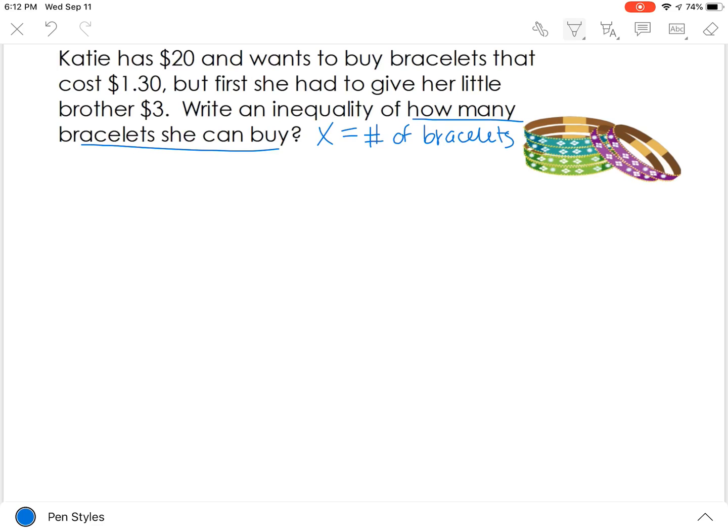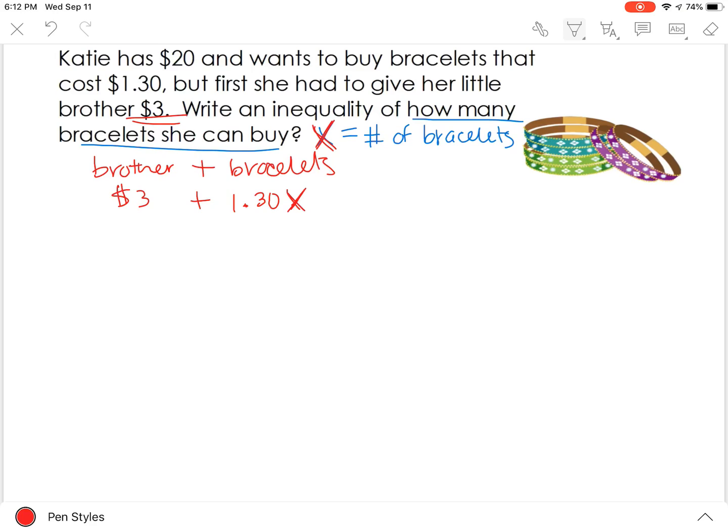So let's take a look at how Katie can spend her money. Well, she's got to give her brother $3. Okay? And after that, she's got money for her bracelets. But it costs $1.30 for every bracelet. So $1.30 times X, because X is our number of bracelets.